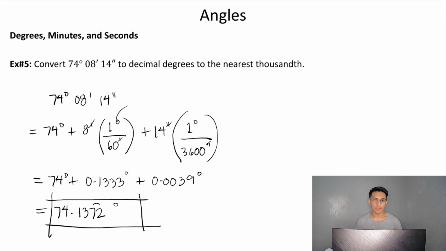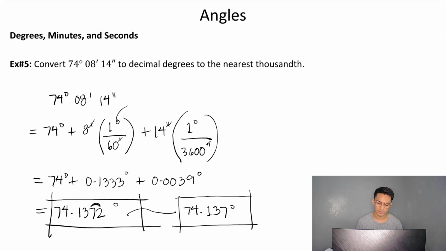But ang final answer na dapat sagot natin must be to the nearest thousandth. So i-convert pa natin ito ulit or i-round off. We have 74.137 degrees. I-round off natin ito. And the final answer finally is equal to 74.137 degrees. So that's example number 5.